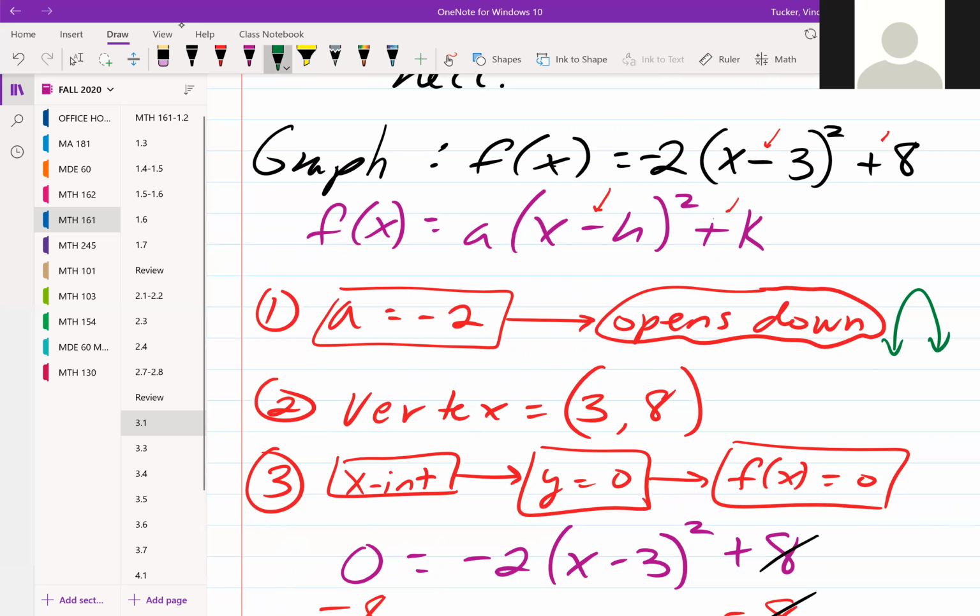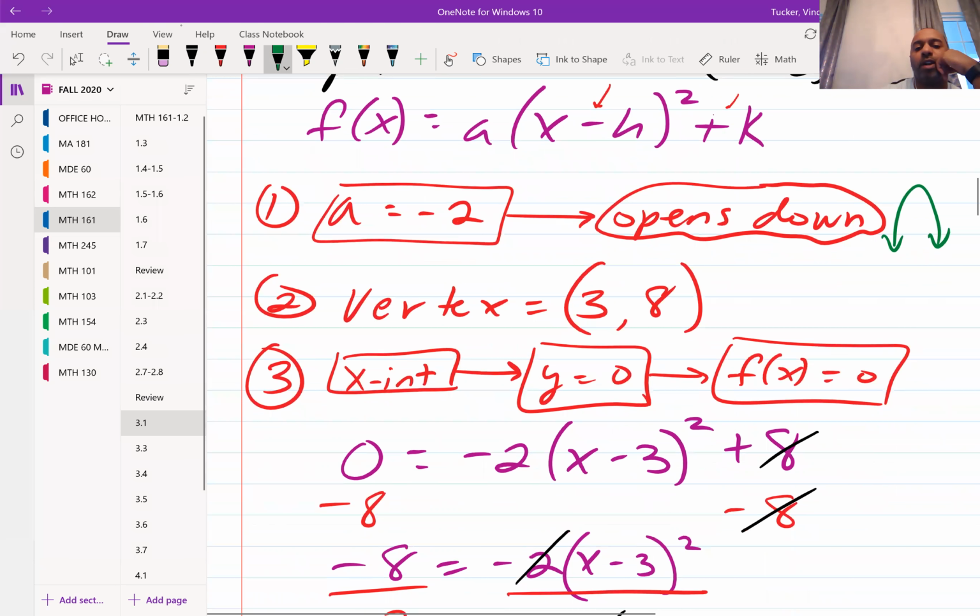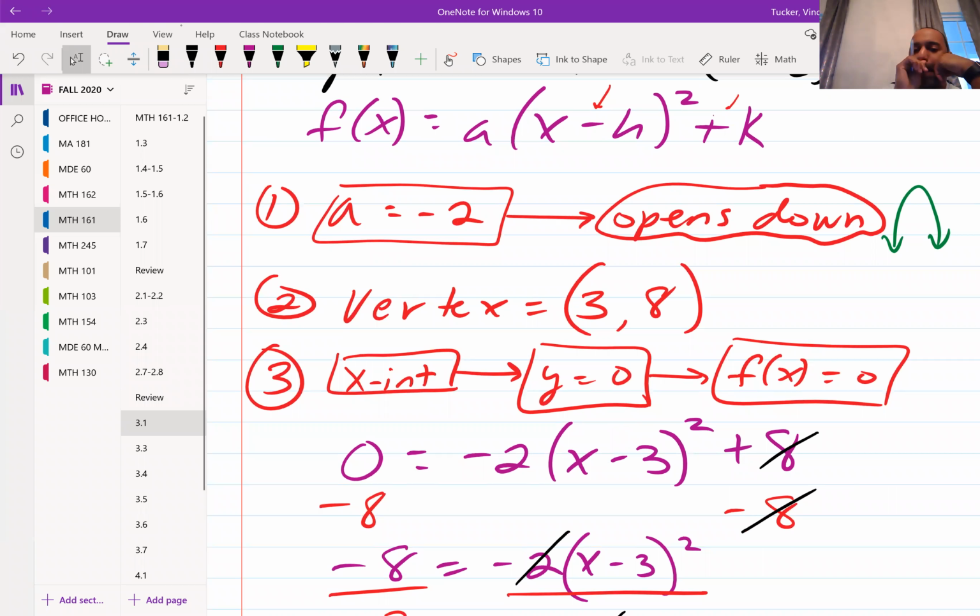All right, so step 3, we want to find our x-intercepts if there are any. The first thing you would do is recognize that all x-intercepts have y as 0. So wherever I see y, I'll plug in 0. In this case, we had f of x, and remember, f of x and y are the same thing, so we put 0 where we see f of x. That's why we have 0 right here.